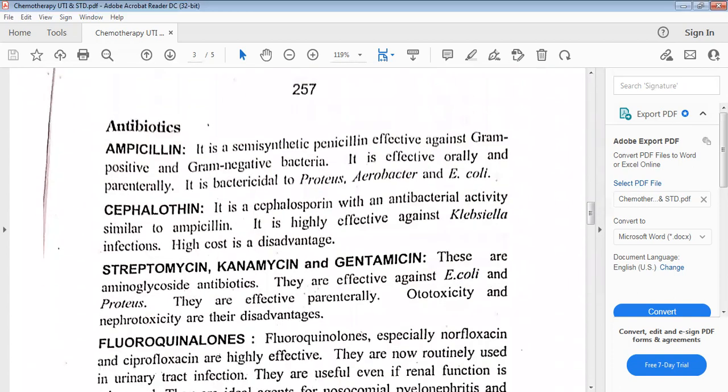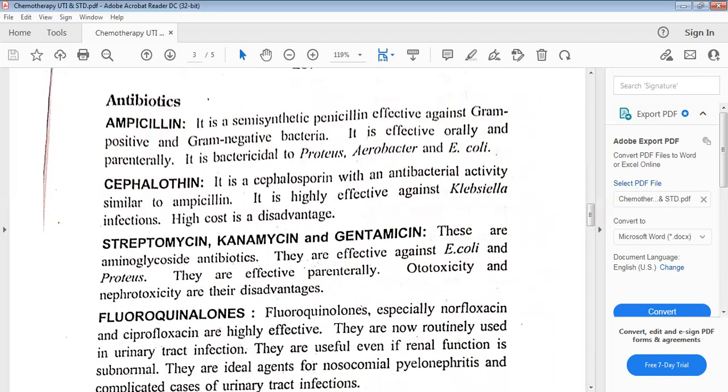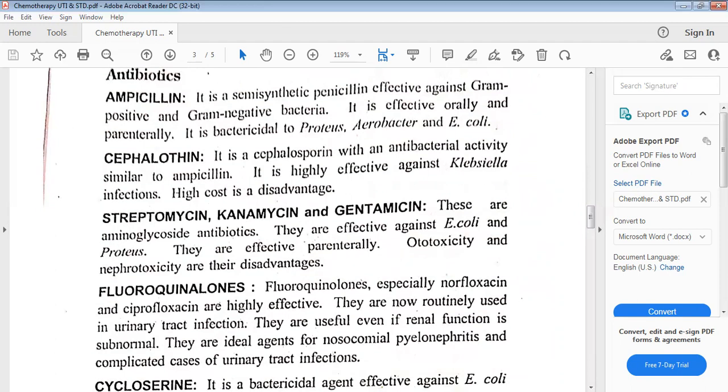Then coming to the antibiotics, we can use ampicillin, which is effective against gram positive as well as gram negative bacteria. It can be given orally or parenterally. Cephalothin belongs to the category of cephalosporin antibiotics, and it is very useful if the organism which causes the UTI is Klebsiella. Then streptomycin, kanamycin, and gentamicin are very good, no doubt, but they can cause some toxicity to the ear, ototoxicity, or nephrotoxicity, that is some toxic effect on the kidneys.